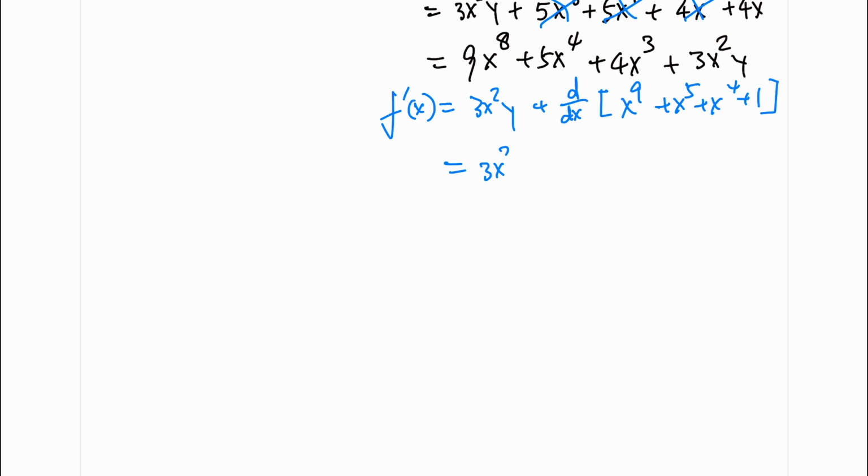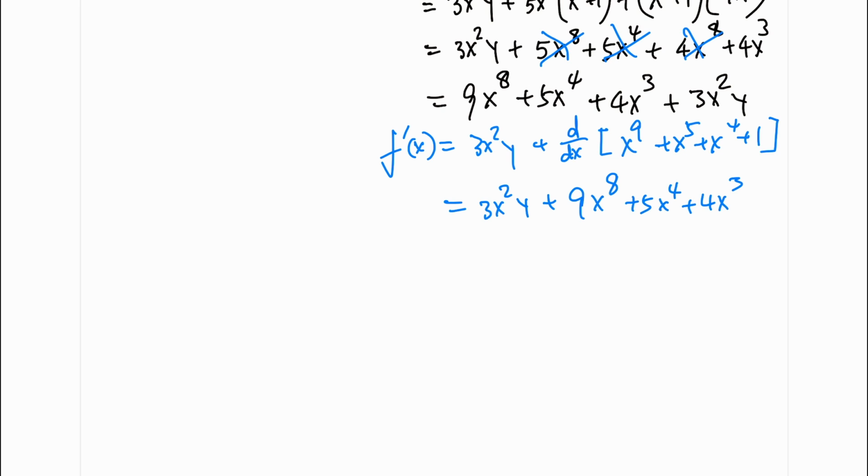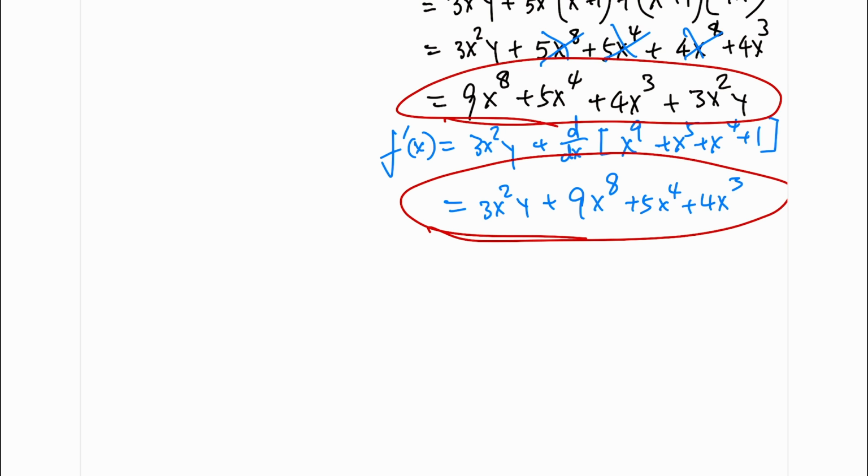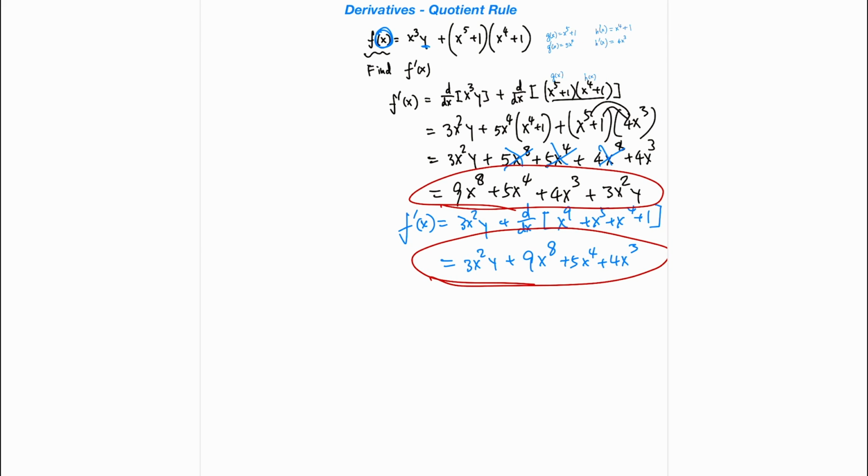And that is equal to 3x squared y plus the derivative. We can use the power rule, so that's 8x to the 8th plus 5x to the 4th plus 4x cubed, and plus 1 is just gone. If we compare our results, they're exactly the same. And that is our little practice problem for today. Let's get into our quotient rule.